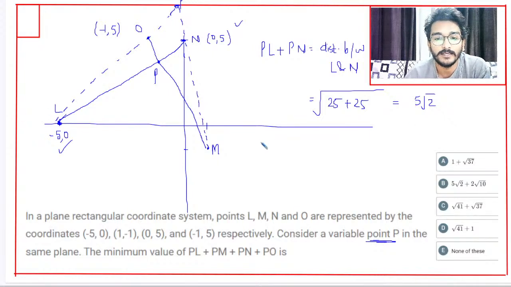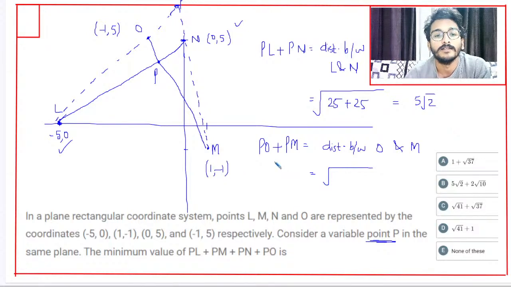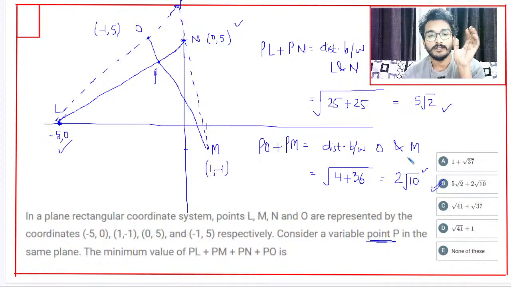Similarly, you have to find the distance PO plus PM, which is the distance between O and M. Again, apply the distance formula here. M is 1 and minus 1. So it is root of 4 plus 36, root 40, which is 2 root 10. So on adding these two values, option number B is the answer. So you have to place this point such that you are able to find the distance between those given points.